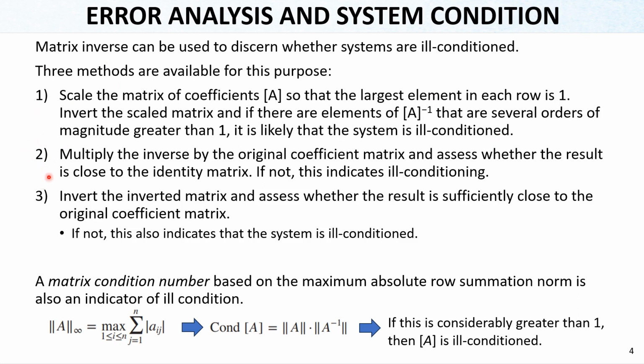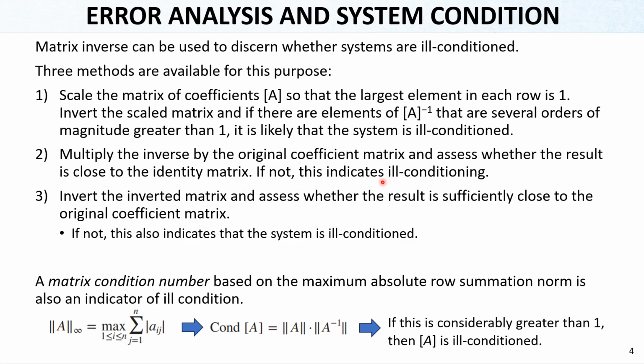The second method, multiply the inverse. Actually, you need to take the inverse first using LU decomposition again. Then multiply the inverse by the original coefficient matrix, so A times A^-1, and assess whether the result is close to the identity matrix. If it is close to the identity matrix, then you are okay. If not, either you made some mistake while taking the inverse, but let's say you didn't make any mistake, but still there is no identity matrix.